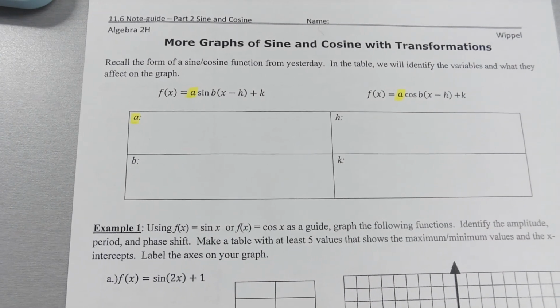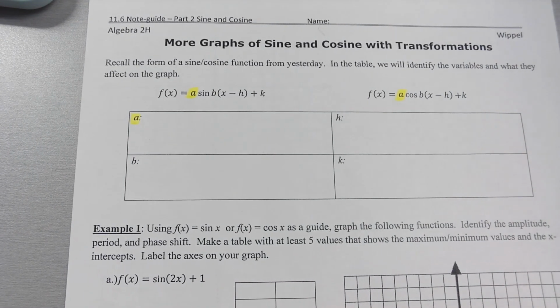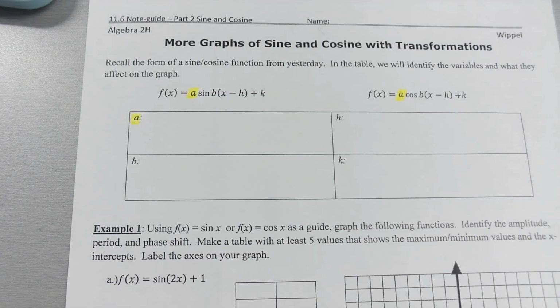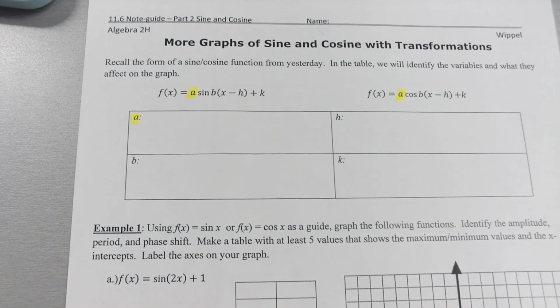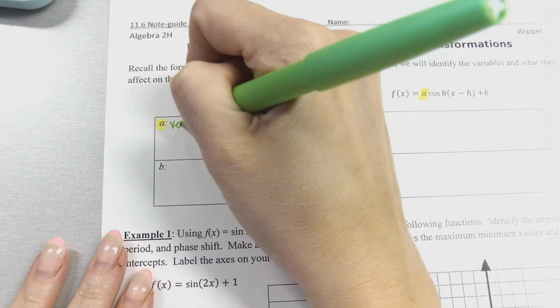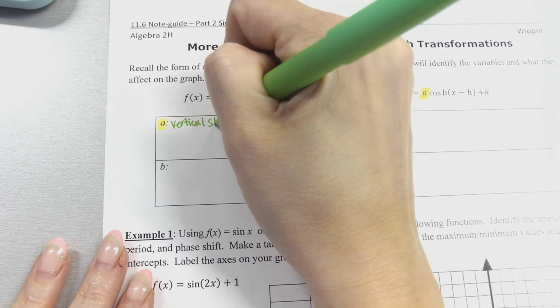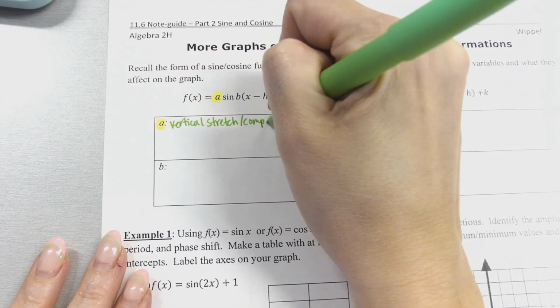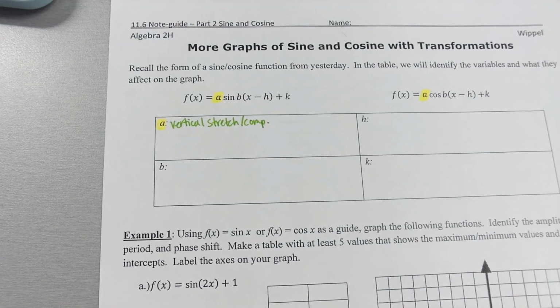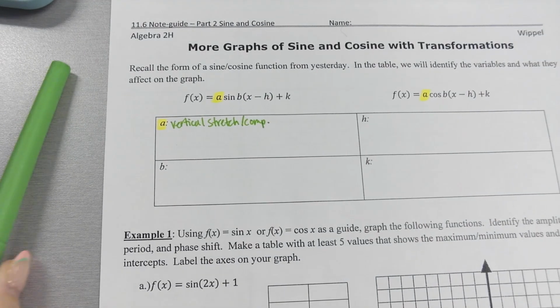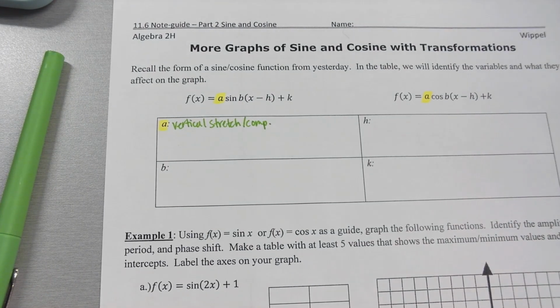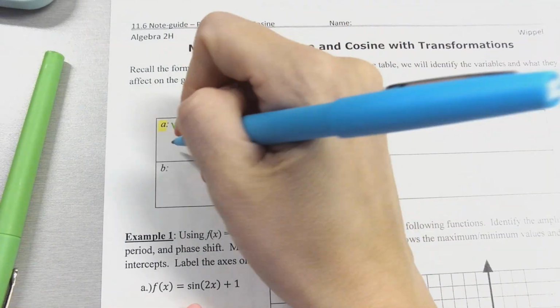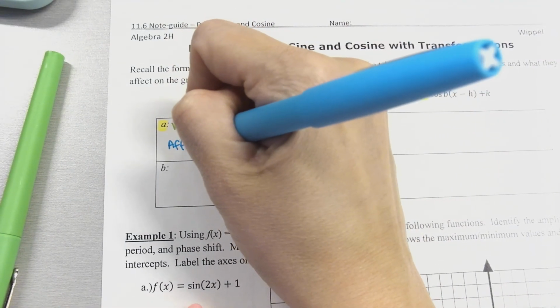Not left or right. Yeah, it's a vertical stretch or compression. Okay, so we're going to identify what these variables are and then what they affect on the graph, because that is going to help us when we are making our tables today.